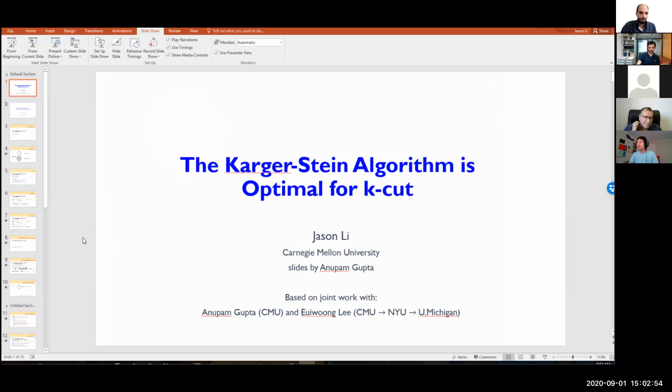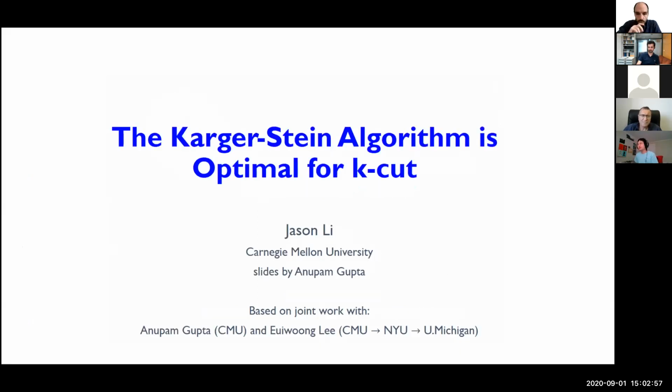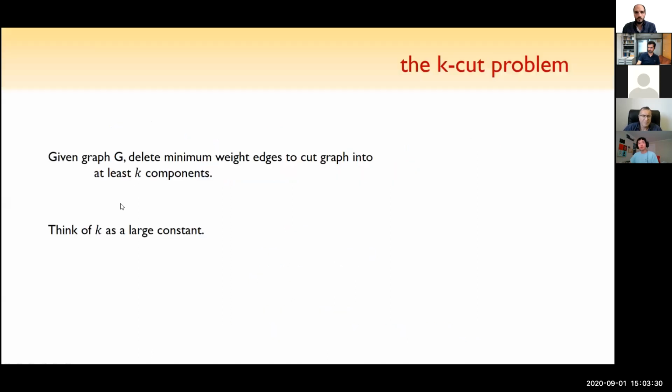Good. Okay. So this talk will actually be on an improvement on this work. It's both an improvement and a simplification. So I thought it would be nice to cover this result instead. This appeared in STOC 2020, so it's a bit more recent than what will normally appear in FOCS 2020. So this talk will actually be on the Karger-Stein algorithm's optimality for K-cut, joint work with Anupam Gupta and Euiwoong Lee. And again, this appeared in STOC 2020.